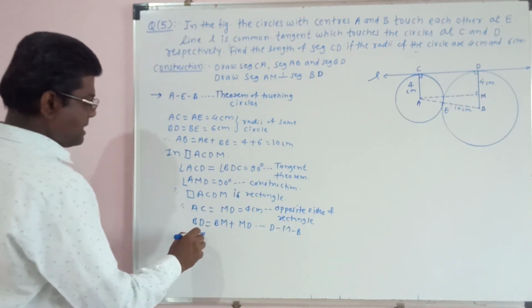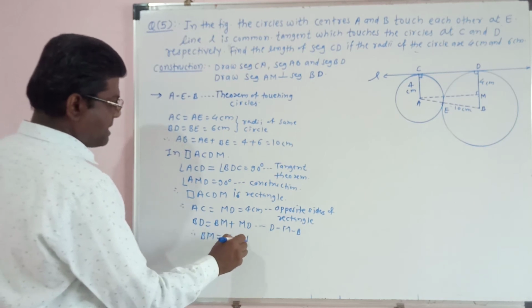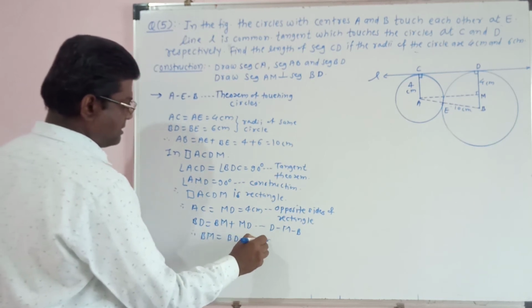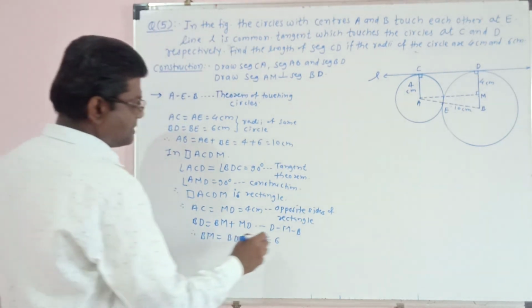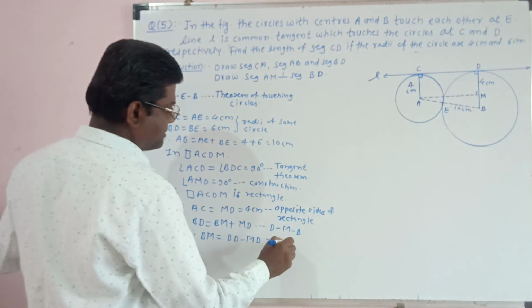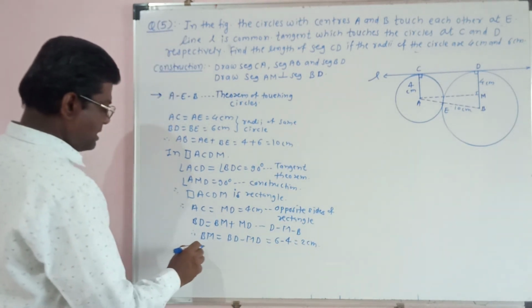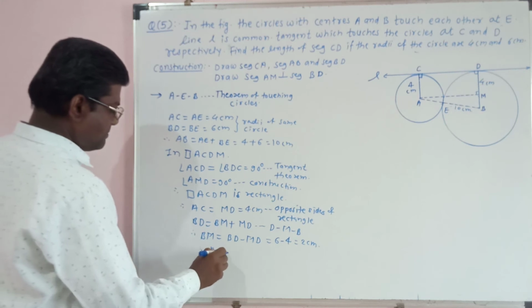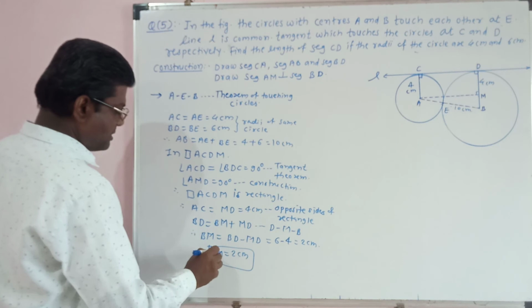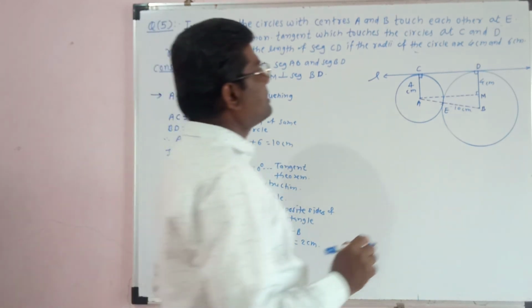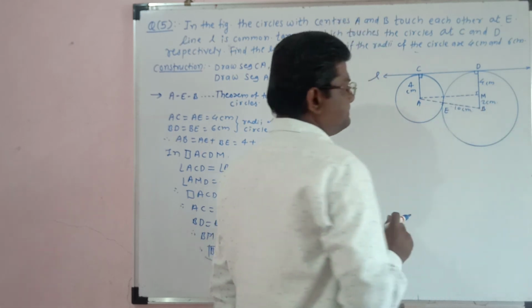Therefore, we have to find BM. BM is equal to BD minus MD, BD is 6 centimeters, so 6 minus MD, which is 4, is equal to 2 centimeters. Therefore, we get BM is equal to 2 centimeters. This distance is 2 centimeters.